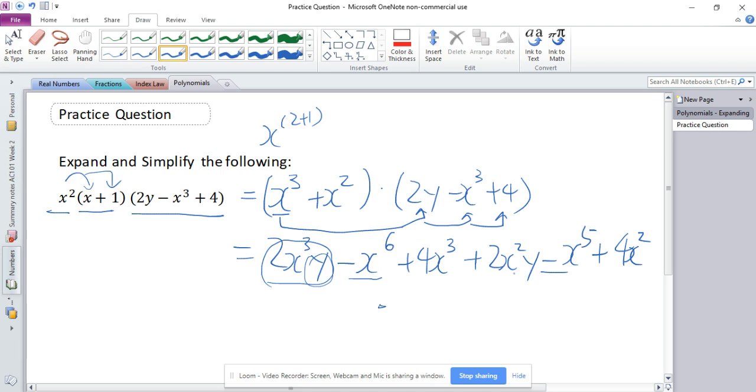Same as x power 2. Because I have a y here, y times x squared does not equal x squared. You can't combine them. So basically, that is the final answer. Unless you need to factorize it, that is another case. But generally speaking, that's it. Thank you for watching the video.